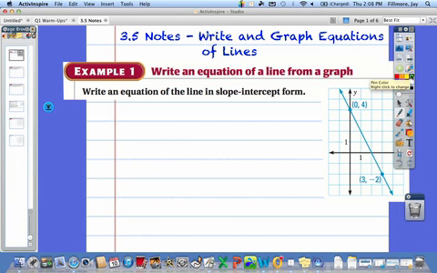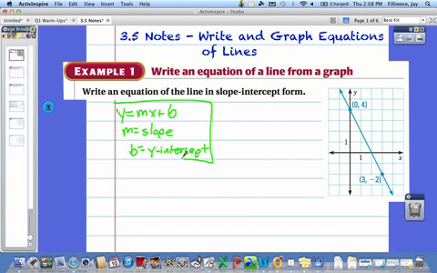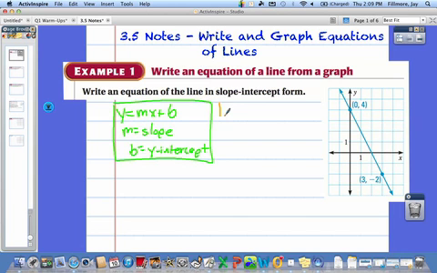And we're writing an equation in slope-intercept form, which as a reminder looks like y equals mx plus b, where m is your slope and b is your y-intercept, where your graph crosses the y-axis. And x is always 0 at your y-intercept, as a reminder. So in this case, if I'm going to write any sort of equation, the first thing I should always do is find my slope.